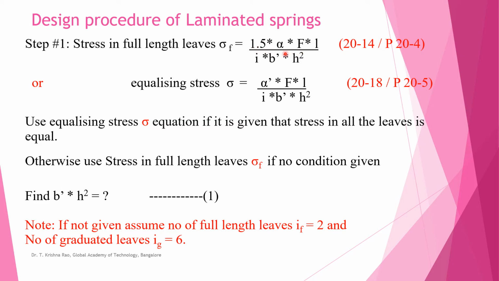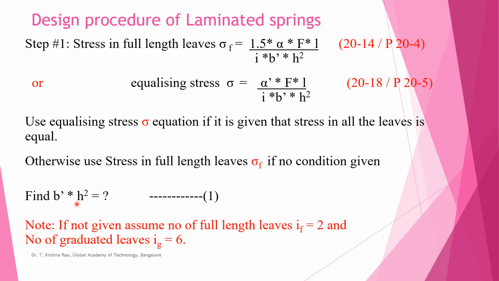1.5 times the sigma G here. Or equalizing stress, sigma equal to alpha dash FL by I B dash H square. If the leaves are pre-stressed, all the leaves experience the same stress, then we use the equalizing stress equation. If no condition is given, nothing like equalize is given, then we have to use the sigma f equation.